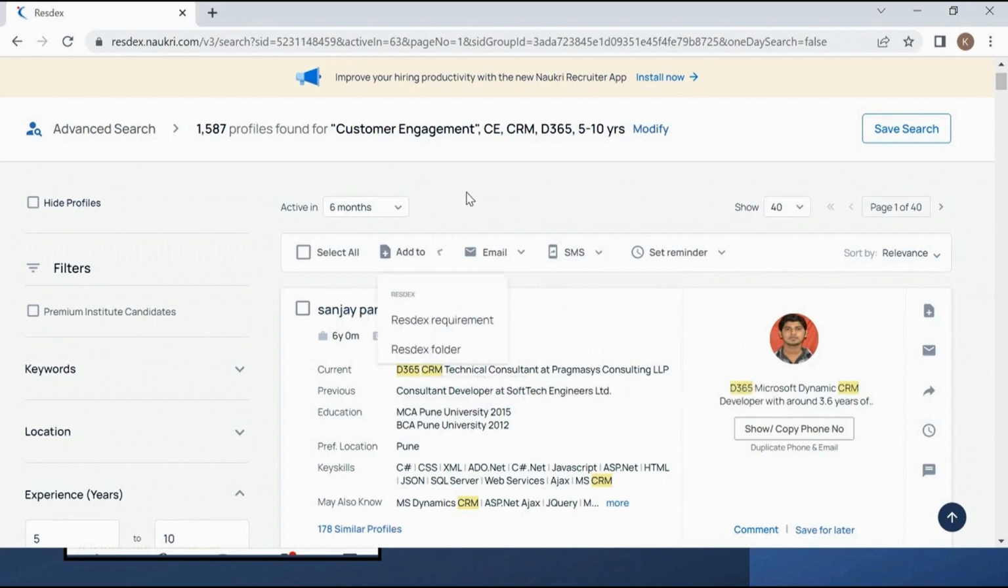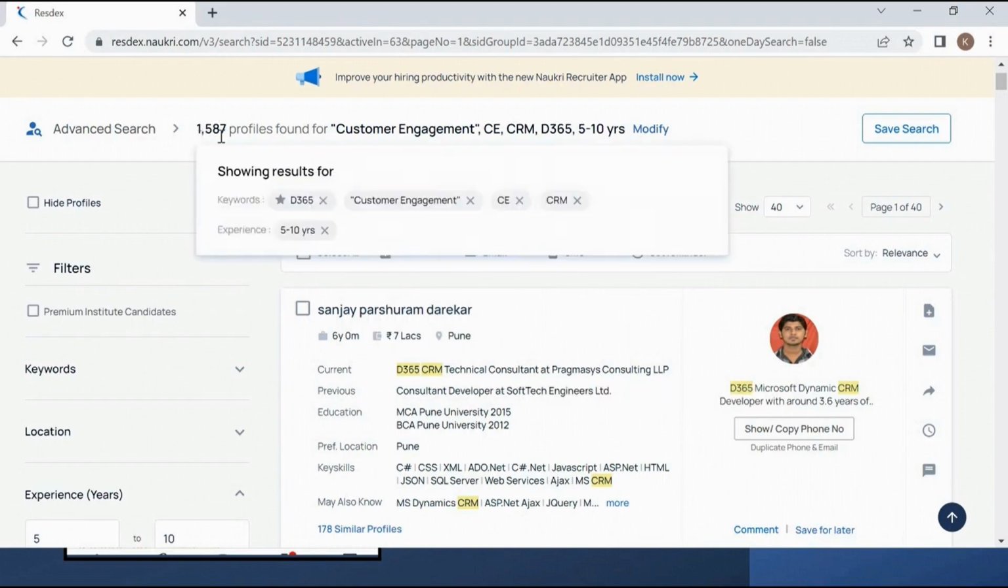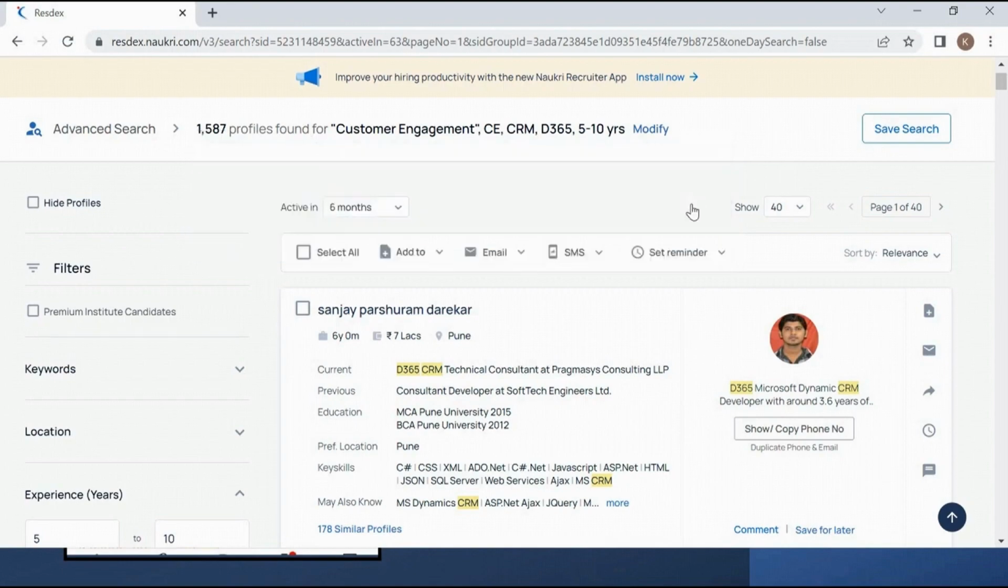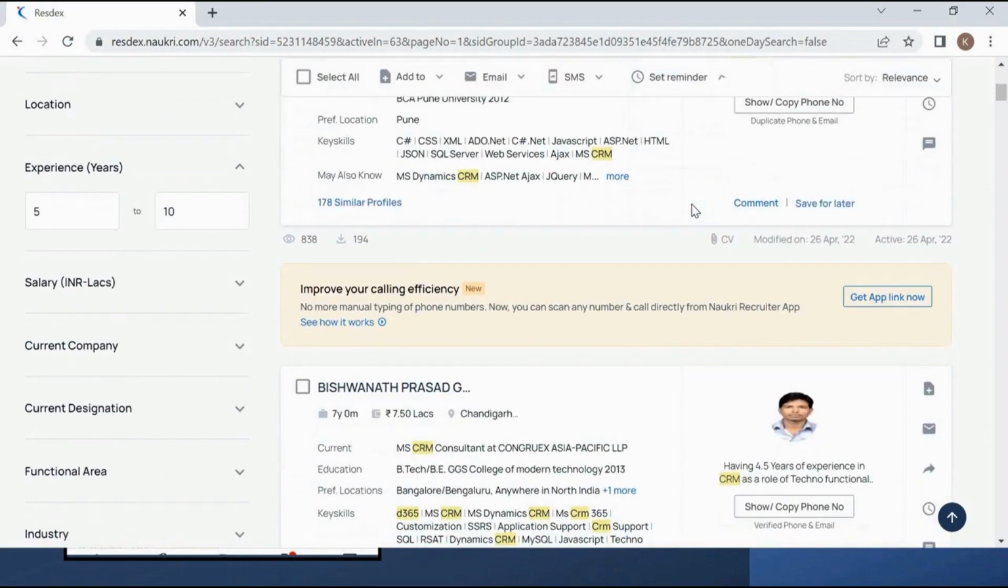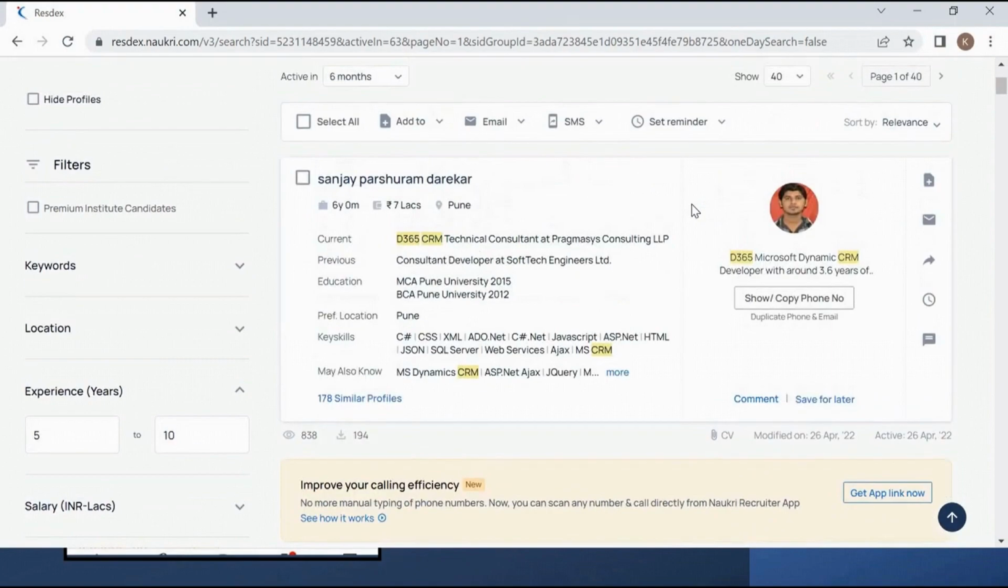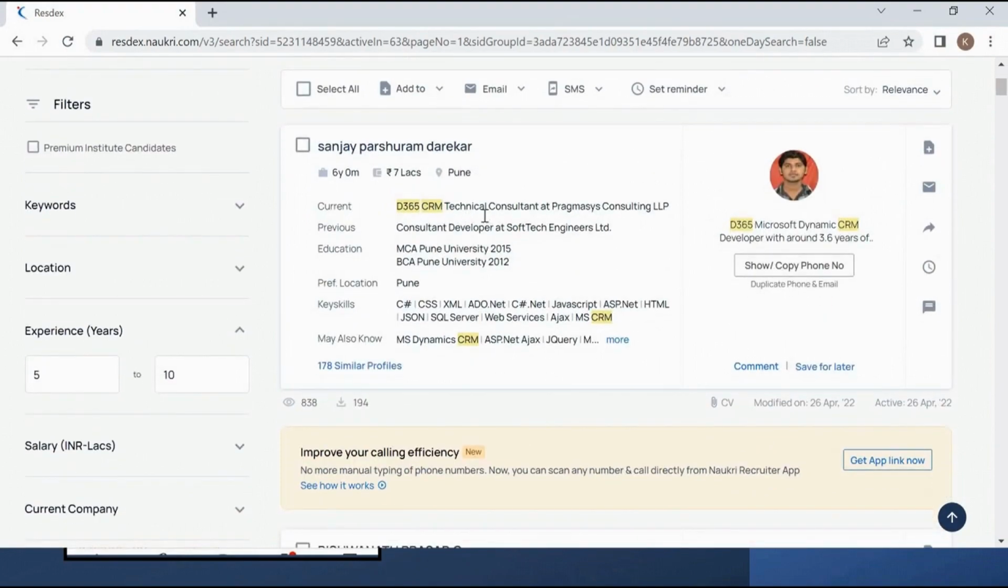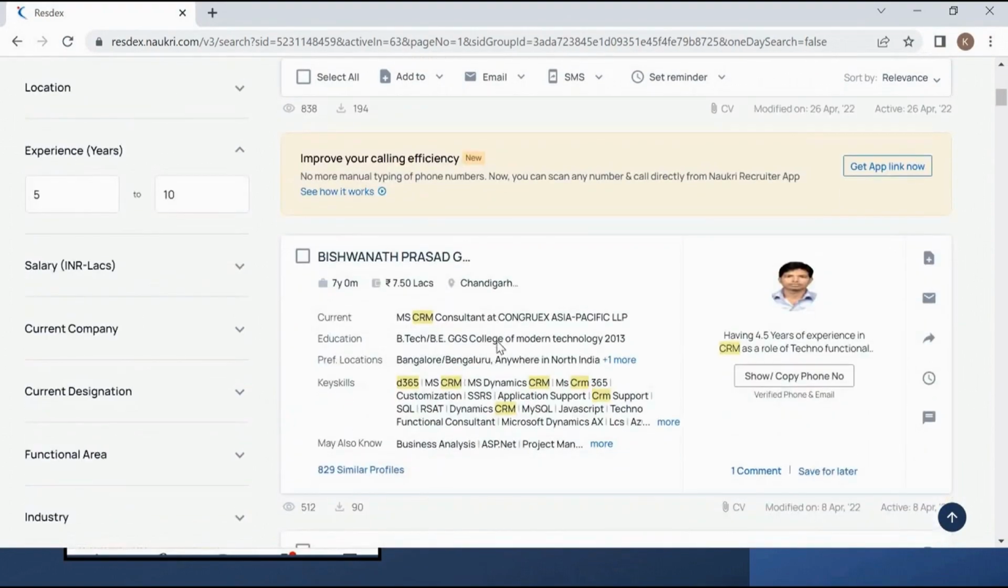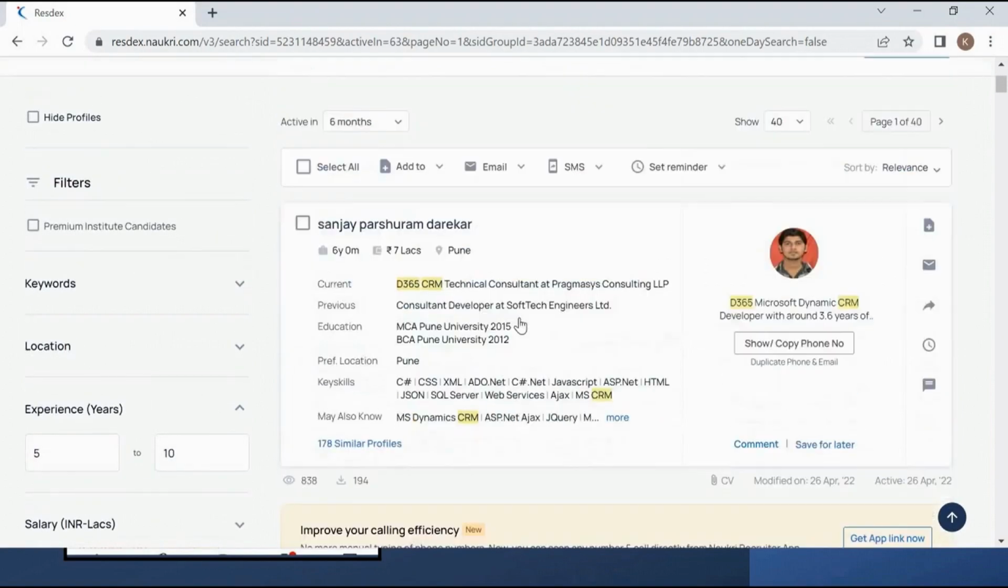So friends, in this search I have got 1587 resumes. So somewhere it is wasting my time. Means I have to focus on who is technical and who is functional. So what I do, let me modify the resume search.